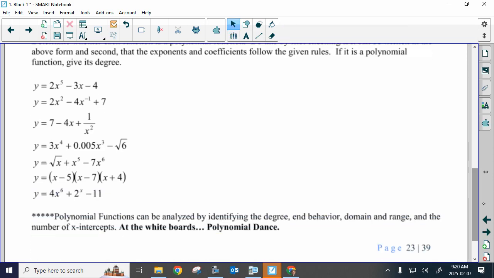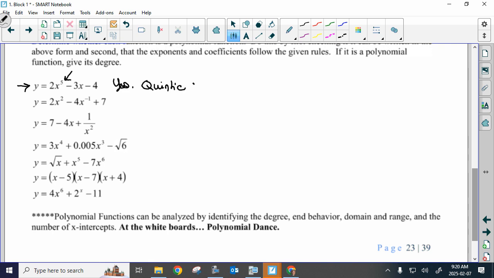So now the question for you is, is this going to be a polynomial function? So each question, we're just going to ask the question, is it a polynomial function or not? By definition, if it is, you've got to tell me which polynomial function it is. Guys, with the 2x to the power 5 minus 3x minus 4, is that a polynomial function? Yeah. I see a natural numbered exponent. I see real coefficients. Everything looks good. So yes, but which polynomial function is this? This one is a quintic, degree 5.